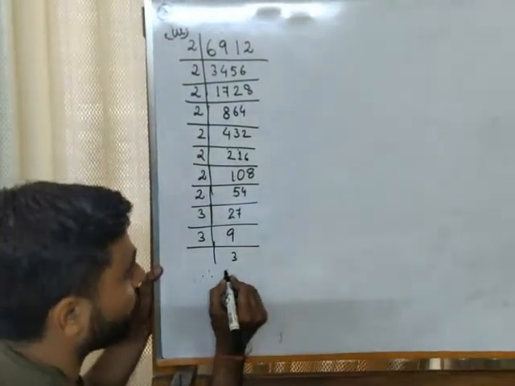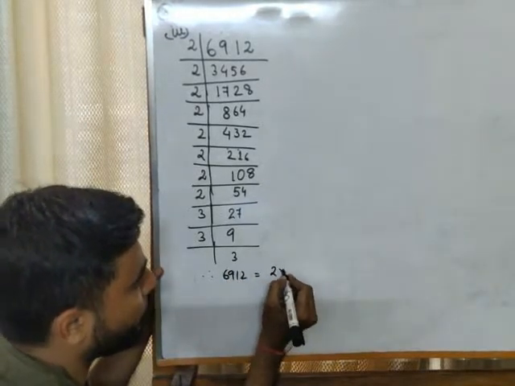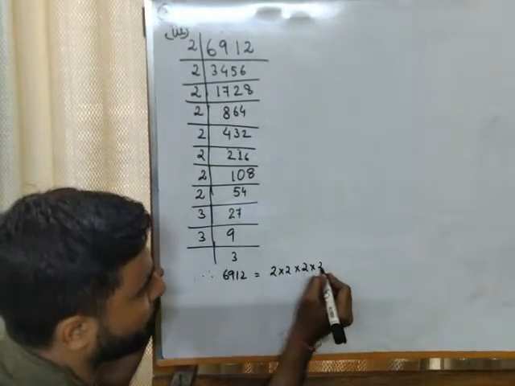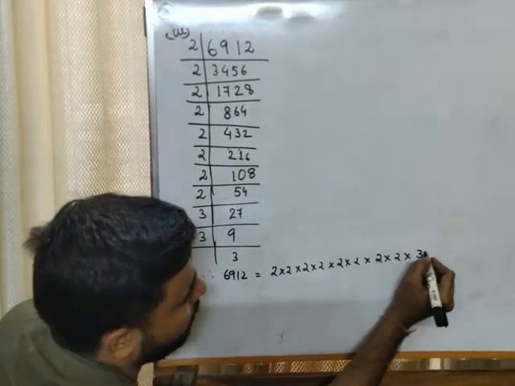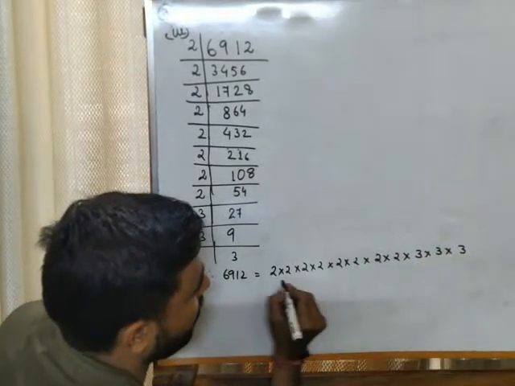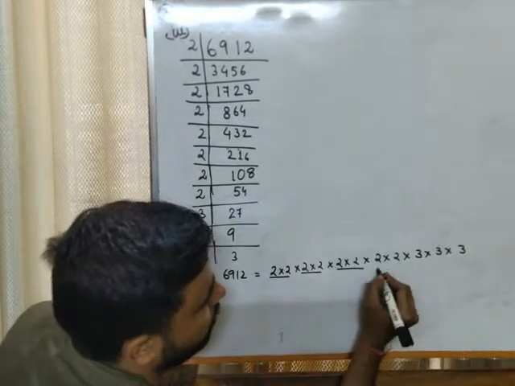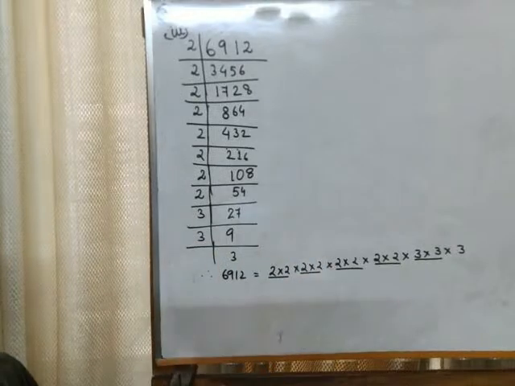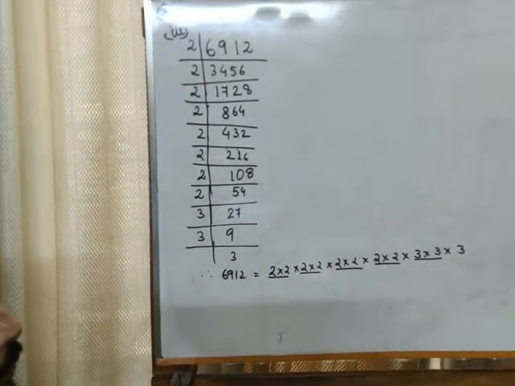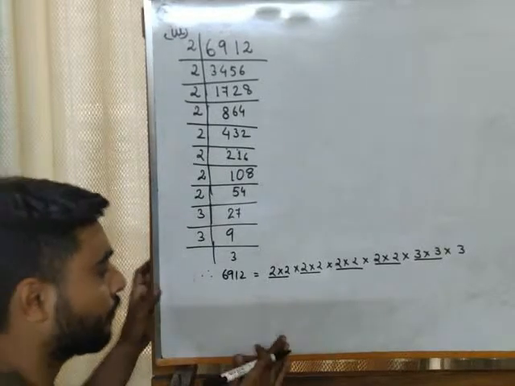Therefore, 6912 is equal to 2 into 2, 2 into 2, 2 into 2, 2 into 2 and 3 into 3 into 3. So you can see what number is left at the end. The factor that is left alone at the end is 3. So how should we divide? Comment your answers everyone.